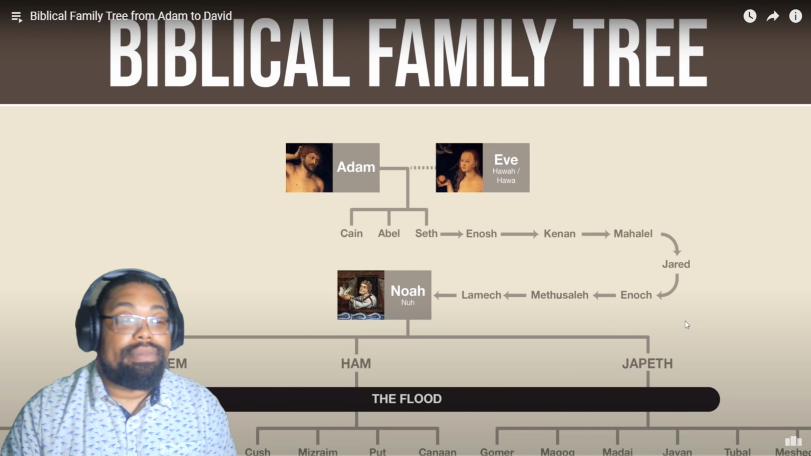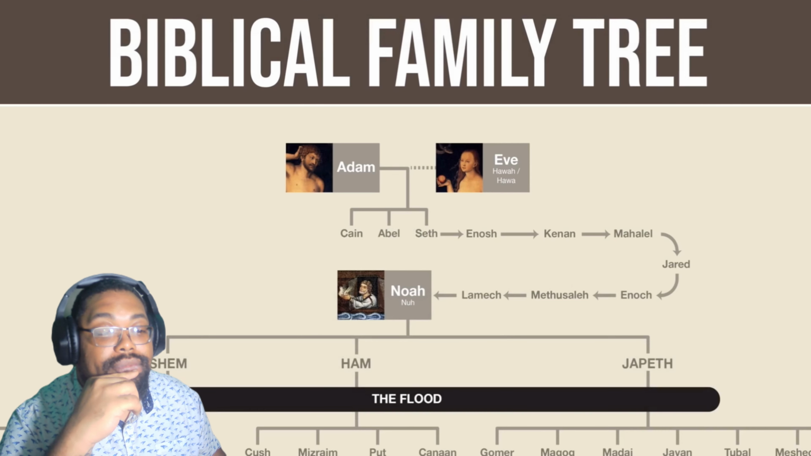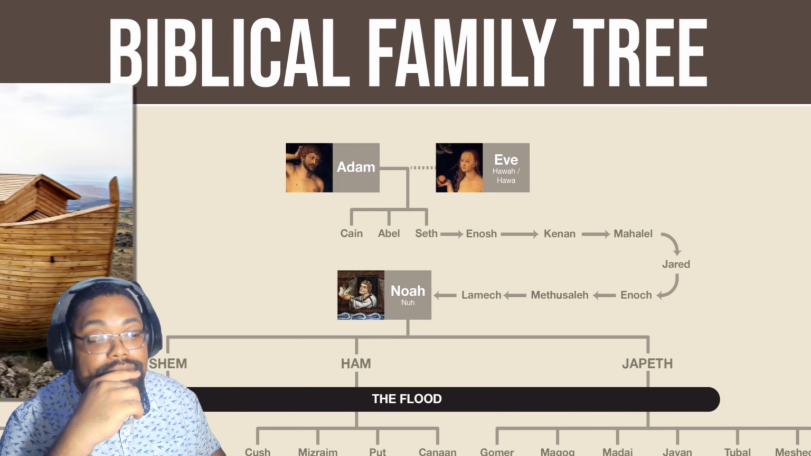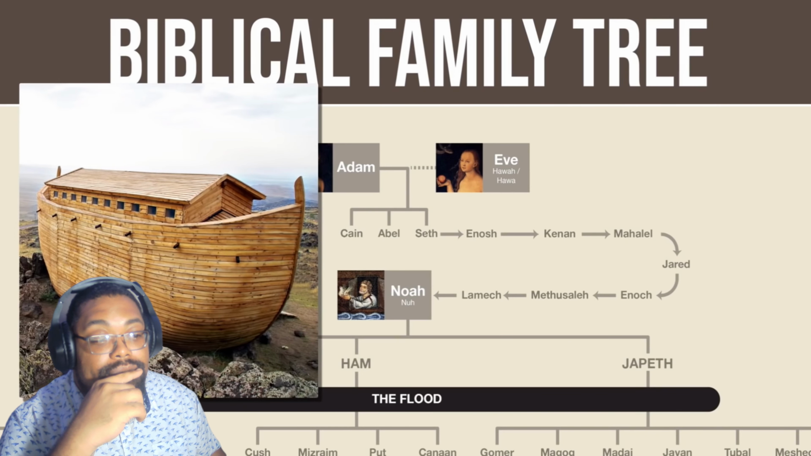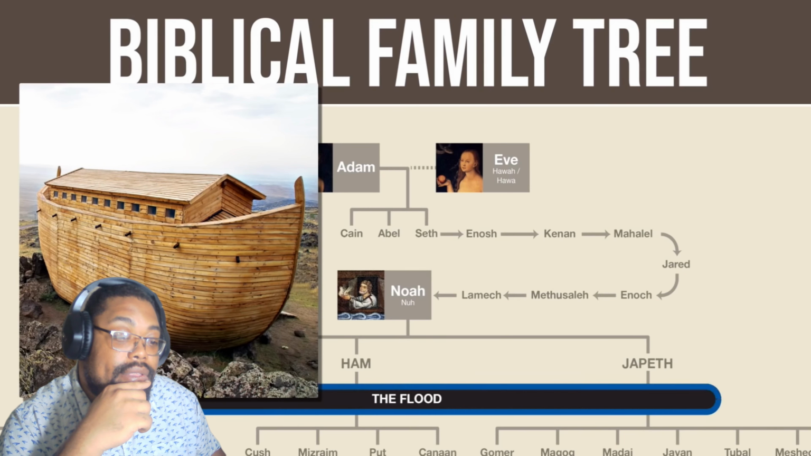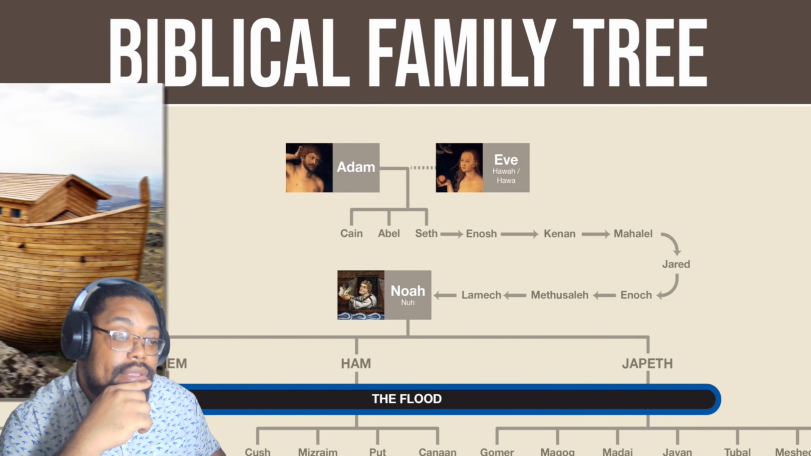Next year. For now, let's return to the family tree. Noah is the guy who built the large boat called the Ark and filled it with a bunch of animals. This is because God decided to destroy the earth in a flood and then start all over again with Noah and his family, who were the only survivors.